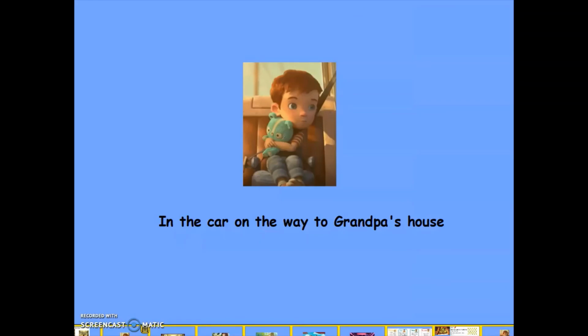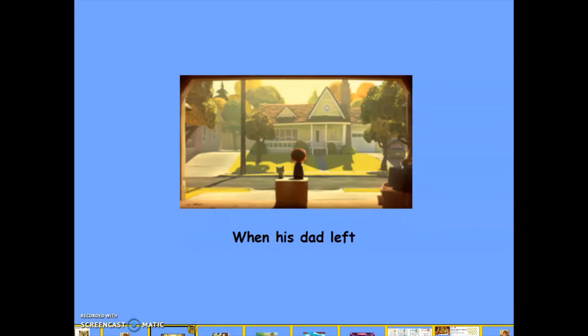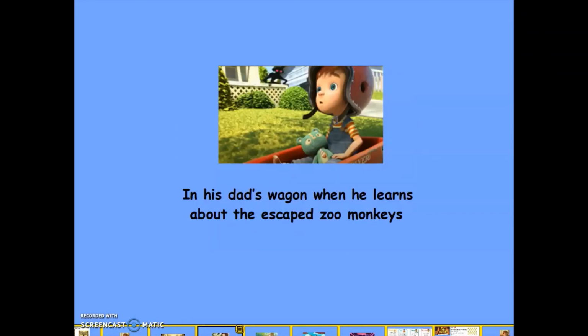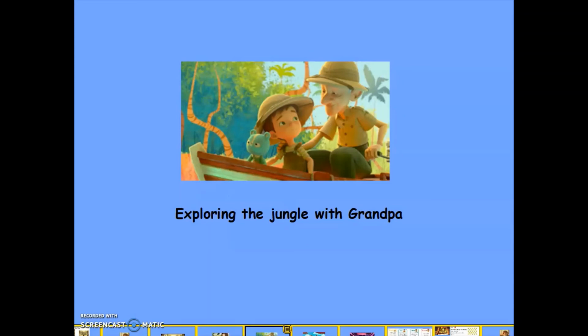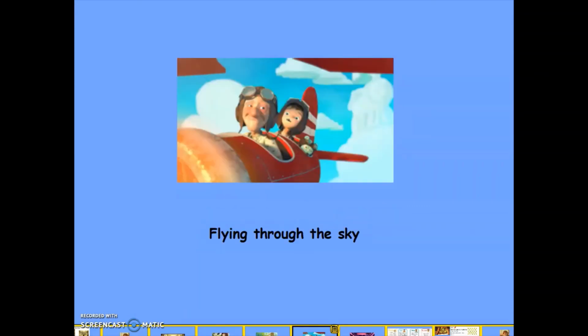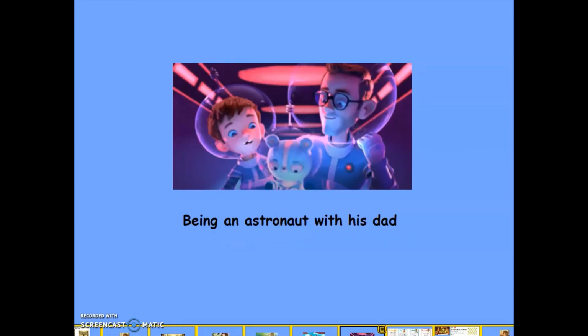How was Tony feeling in the car on the way to Grandpa's house? How was he feeling when his dad left him? How was he feeling when he was in the wagon learning about the escaped zoo monkeys? How did he feel when he was exploring the jungle with Grandpa? Flying through the sky? And finally, being an astronaut with his dad.